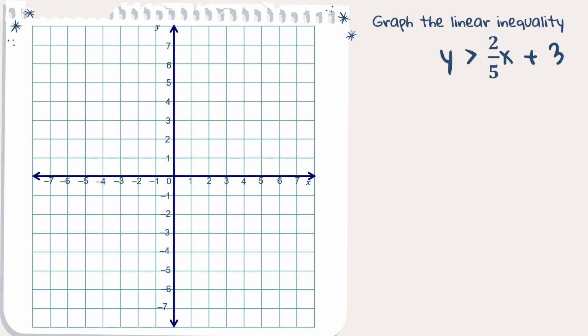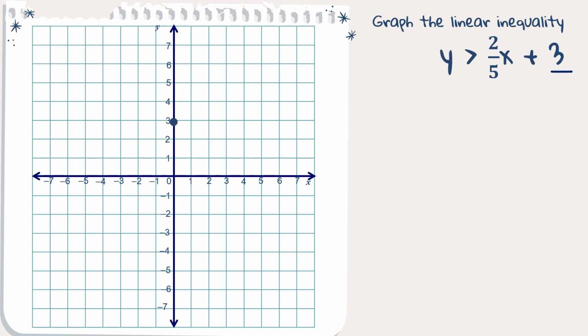This time we are going to graph the linear inequality y is greater than 2 over 5 x plus 3. So we can graph a linear equation by applying the slope and the y-intercept. So we are going to use that on this example. The y-intercept here is 3. So we are going to plot 3 on the y-axis.